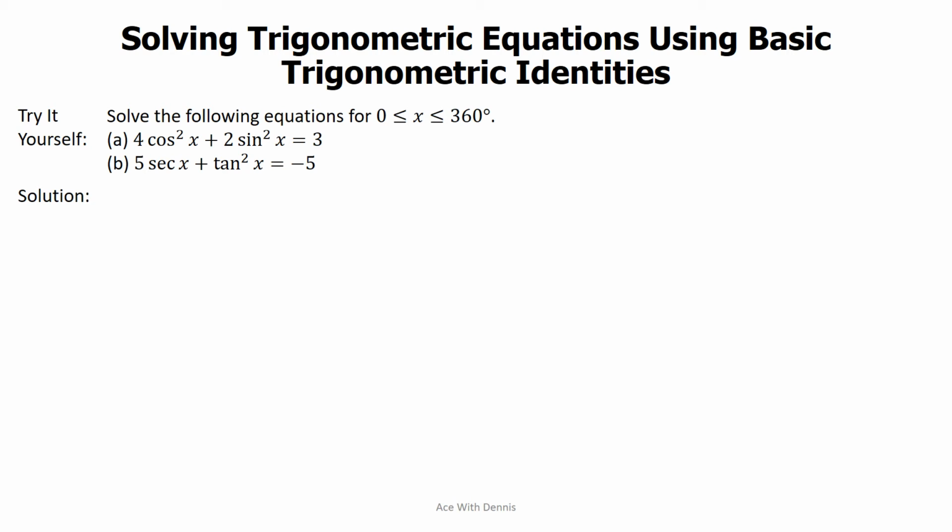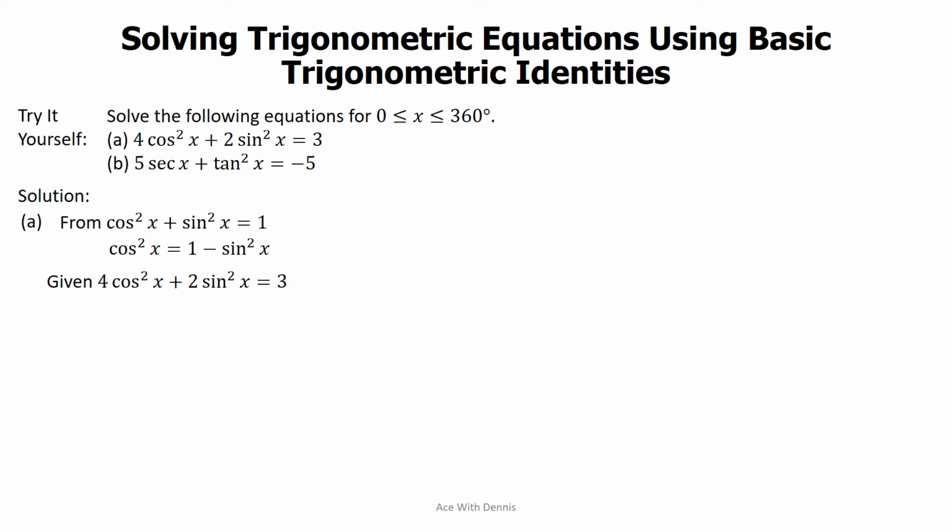Okay, here is a solution. For A, we can use this formula, cosine square x plus sine square x equals 1. So, cosine square x equals 1 minus sine square x. We can substitute inside the equation for cosine square x plus 2 sine square x equal to 3.